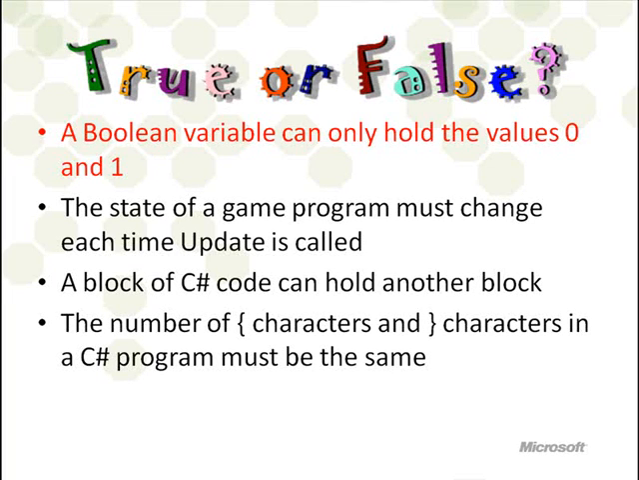Okay. Next one. The state of a game program must change each time update is called. What do we think? Well, actually, I would say that was false because it doesn't always change state. Our MoodLight will change when red gets too bright or too dark, but in the 250 odd update calls between those two conditions, the state of the program remains pretty much the same. So as far as I'm concerned, I'm going to call that false.